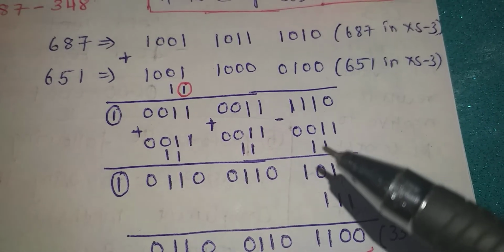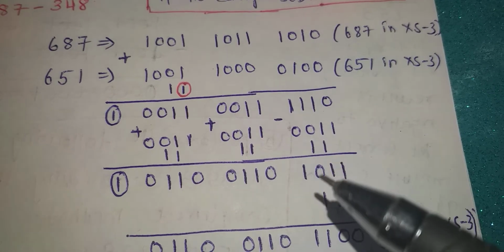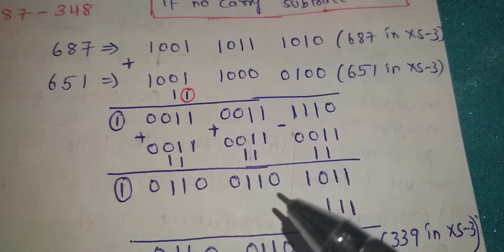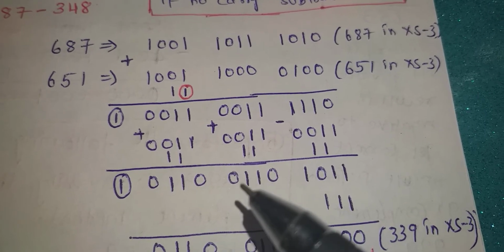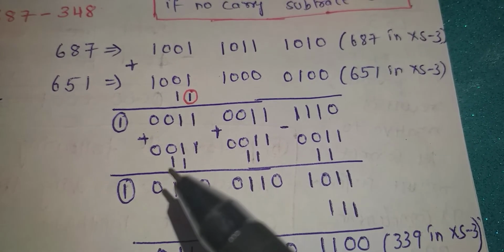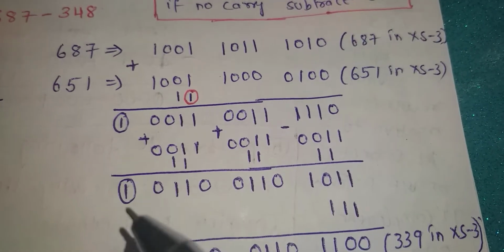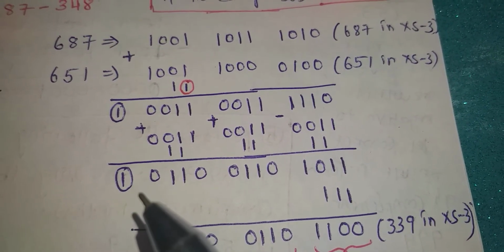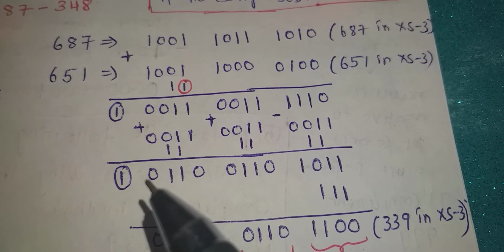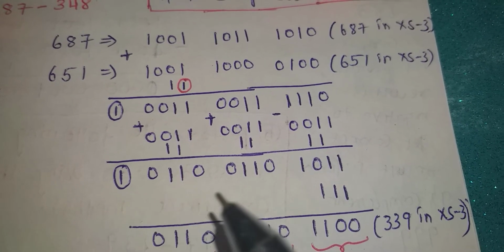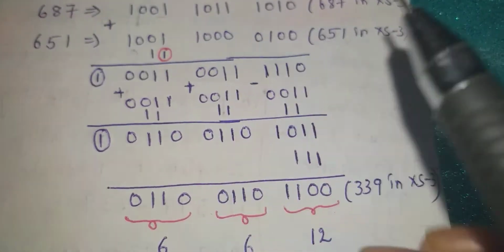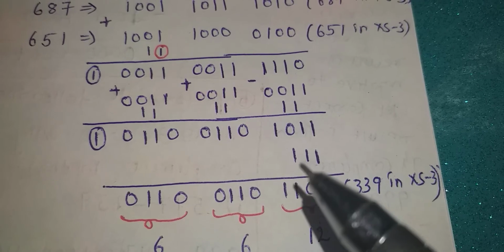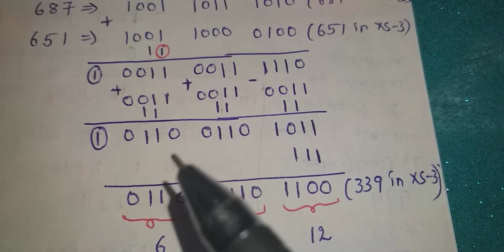0 minus 1, difference 1, borrow 1, then difference 1, borrow 1, then difference 0, then 1. Here, sum 0, carry 1, sum 1, carry 1, sum 0, carry 1, sum 1, carry 1. This carry remains as it is. Now finally we know that if carry is generated, the result is positive. Since it is a 9's complement, we have to add this carry to the LSB position to get the exact result. After adding this carry here, it becomes sum 0, carry 1, sum 0, carry 1, 1, 1. The remaining is as it is.